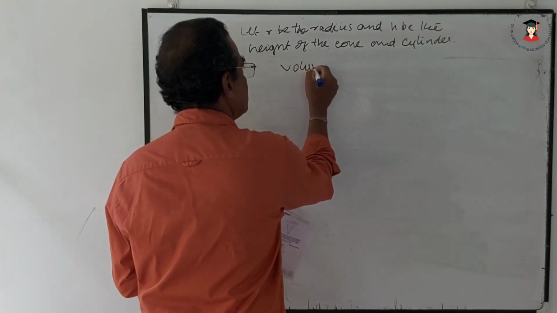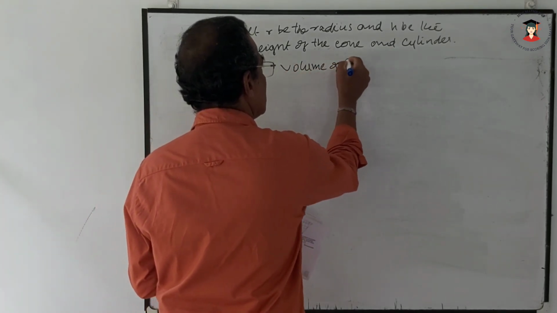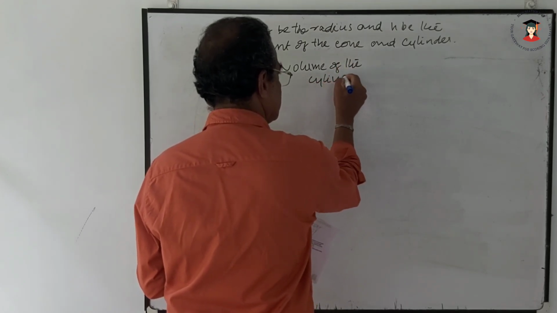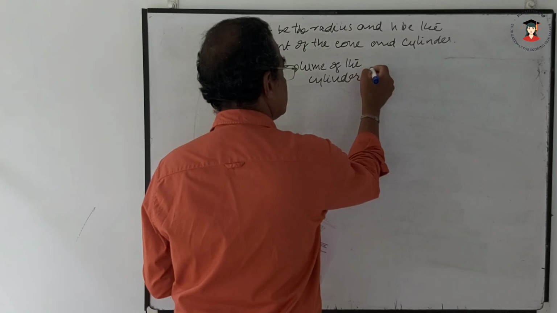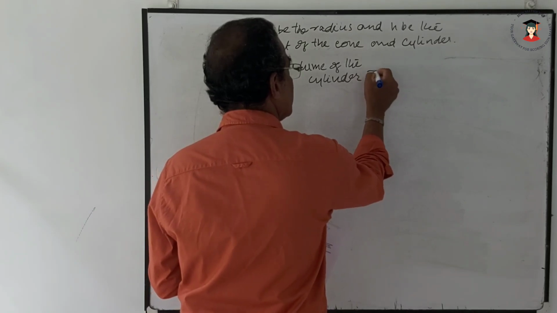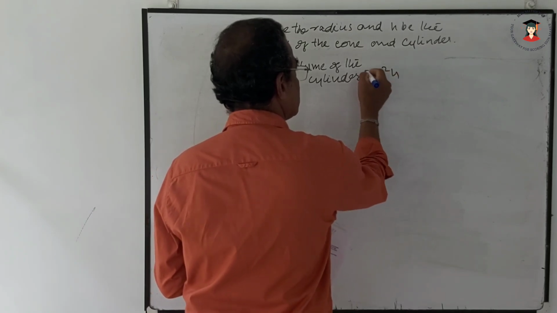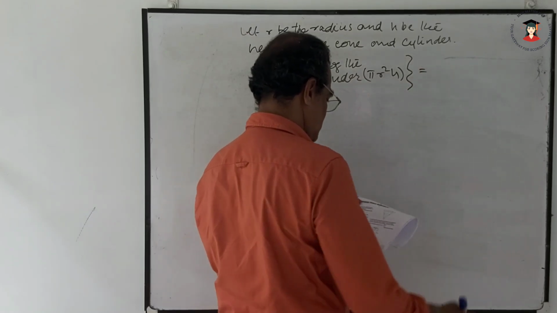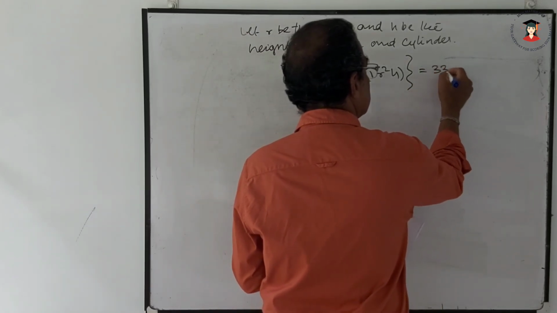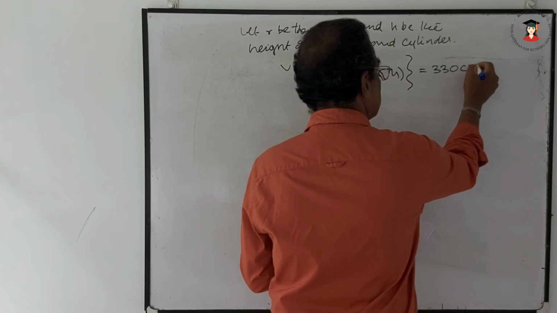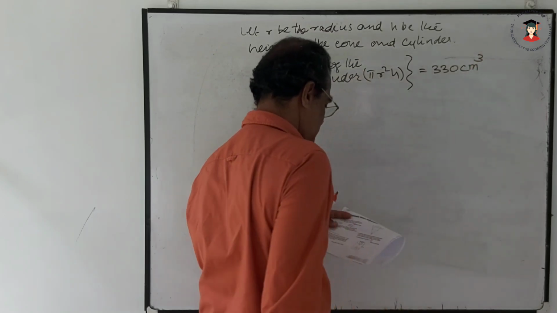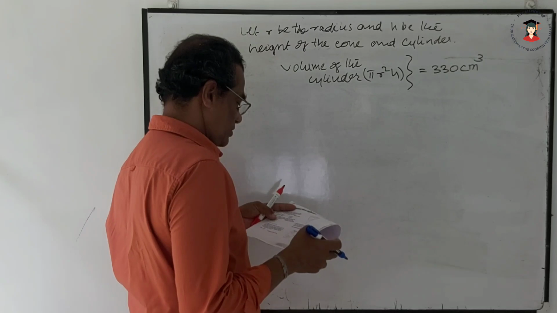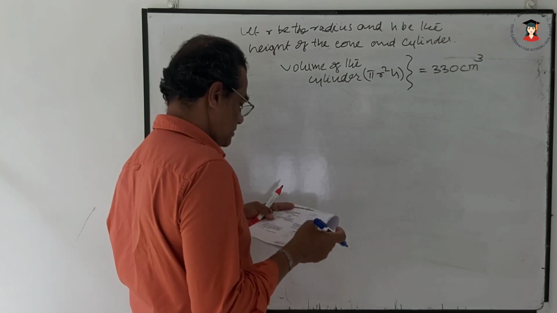Volume of the cylinder, pi r square h, is given as 330 centimeter. It should be cube since it is a volume. Now we need to find out the volume of the cone.